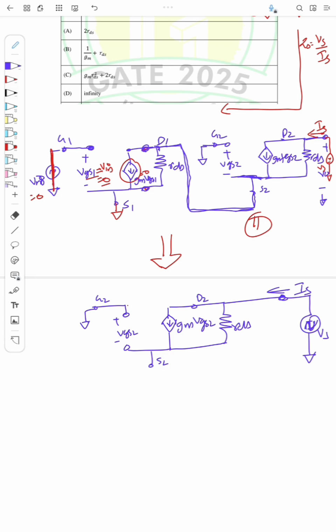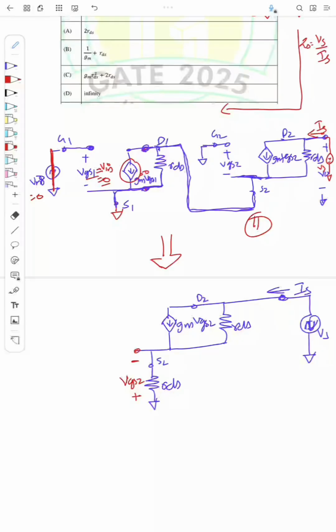I mean this current source is open circuit, while this RDS is connected to ground. So I have a resistance like this, RDS. Fine. Now if we carefully see here, this VGS2 is actually the voltage across this RDS. Here it is minus and here it is plus. So this is actually VGS2. So instead of this I can remove this, right? So it will be like this. Now the circuit will be like this.